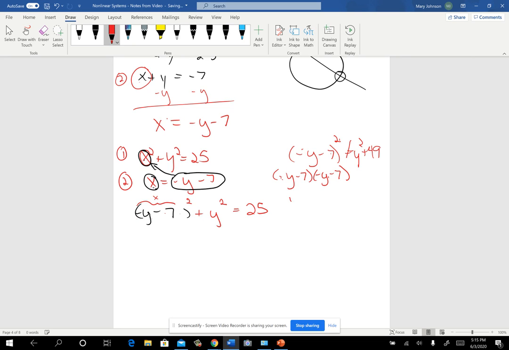-y times -y would be positive y squared. -y times -7 would be positive 7y. So we did these two. Now we're going to come back and distribute the -7. And -7 times -y is again positive 7y. And then we have -7 times itself, so we get a positive 49. And then these are like terms that can be combined, so we have a middle term. We have y squared plus 14y plus 49. So let's bring that in over here.